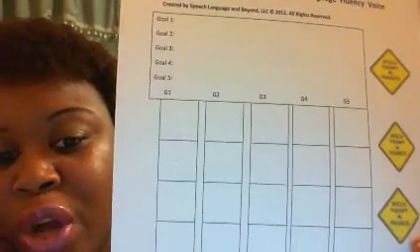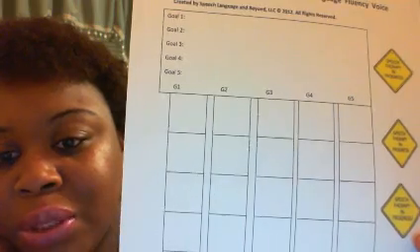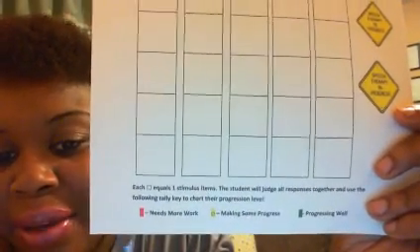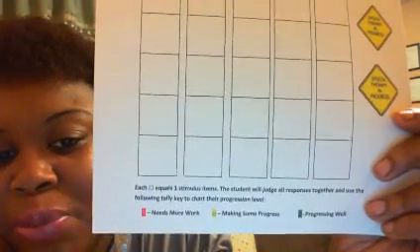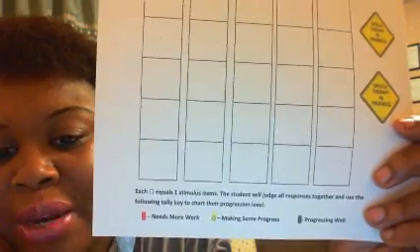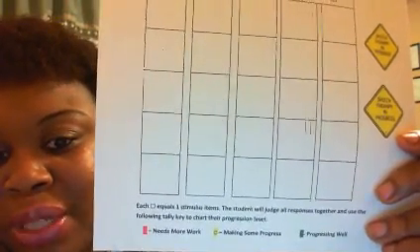This is where they're going to go in and measure how well they did on their goals. How are they going to do that? If you look here at the bottom, there is a key. Red means needs more work, yellow means making some progress, and green means progressing well. That is how they're going to measure themselves.